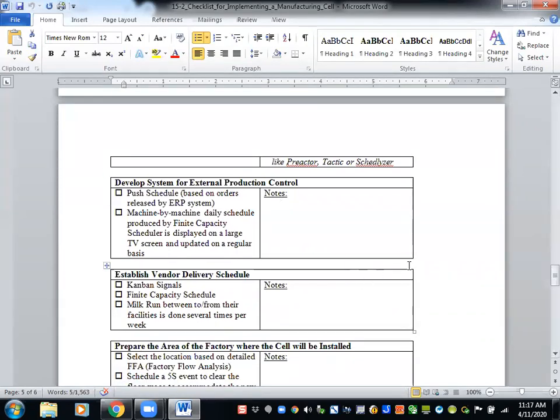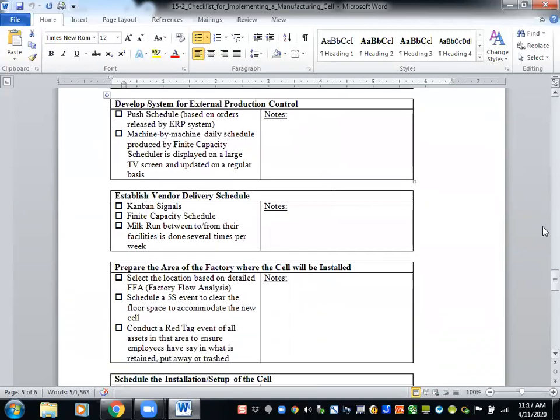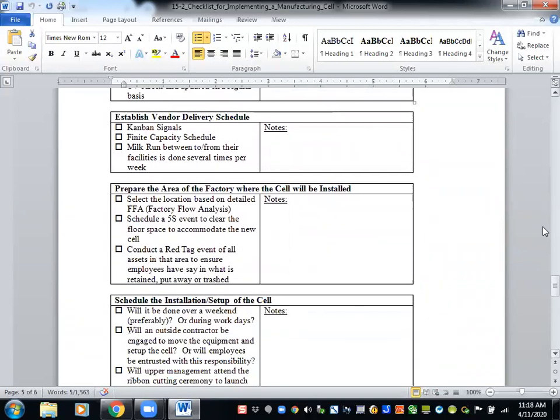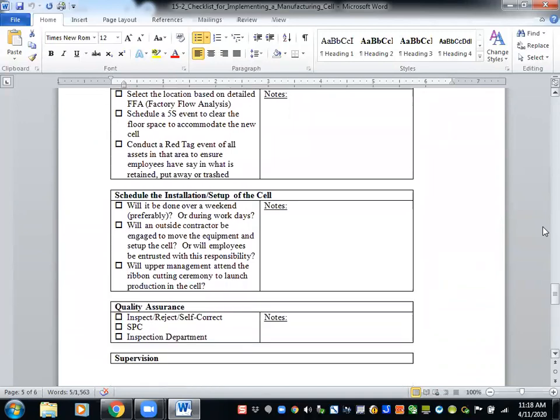Then you have to schedule the cell's operation and coordinate that with the vendor delivery schedules. You have to prepare the factory for layout installations, and actually do the installation. You have to work on the quality assurance. Will employees take charge of quality? Will there be first article inspection done by an inspector who comes in from the inspection department? Will data be sent electronically from the cell to the inspection department?